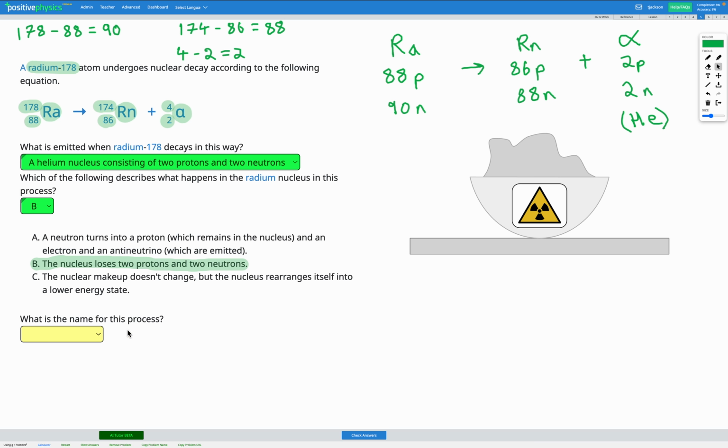And what is the name for this process? Well, we're emitting an alpha particle here, so this one is called alpha decay. So in alpha decay, the original atom loses 2 protons and 2 neutrons, which are lost in the form of an alpha particle, also known as a helium nucleus.